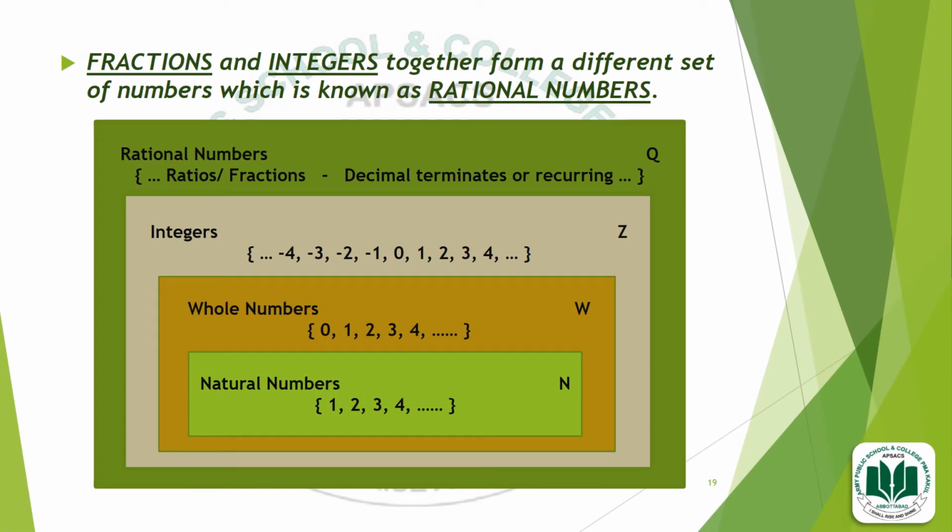Hence, we can say that rational numbers comprise the entire set of integers and fractions. An important thing is that the fractions which have terminating or non-terminating recurring decimal representation are included in the set of rational numbers.